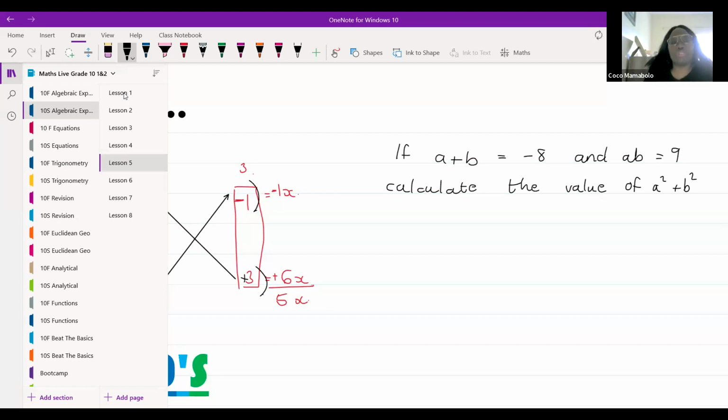Now, I know for a fact that if I wanted a plus b to give me a squared plus b squared, how would I get from a plus b to an a squared plus b squared? Anybody got any ideas? And remember, I can't separate them. What can I do to get a plus b to give me an a squared plus b squared? Who's got an idea?